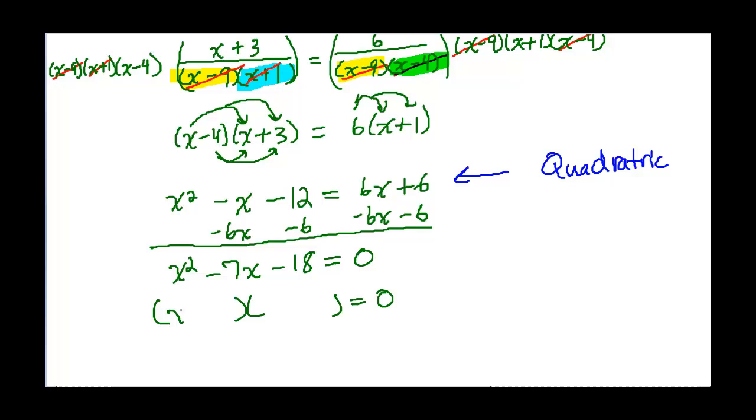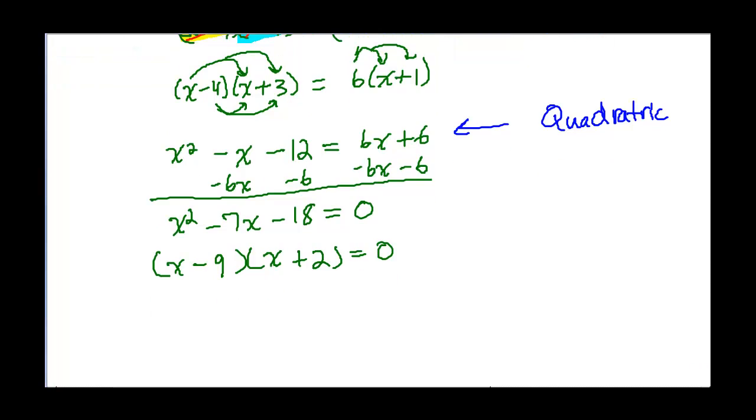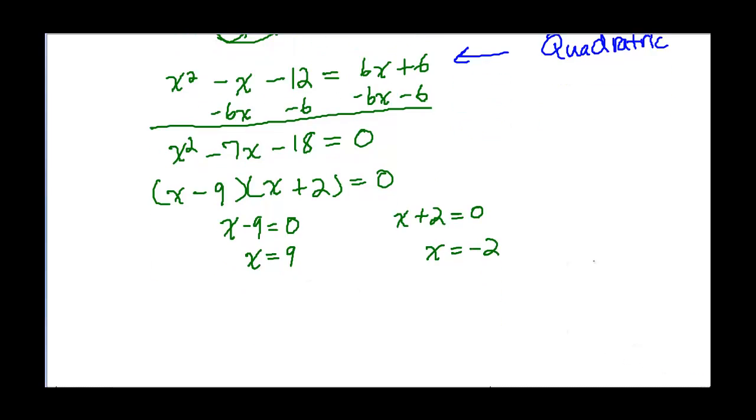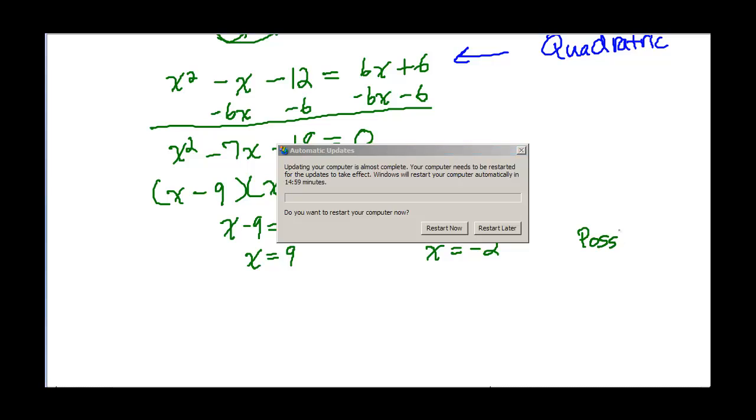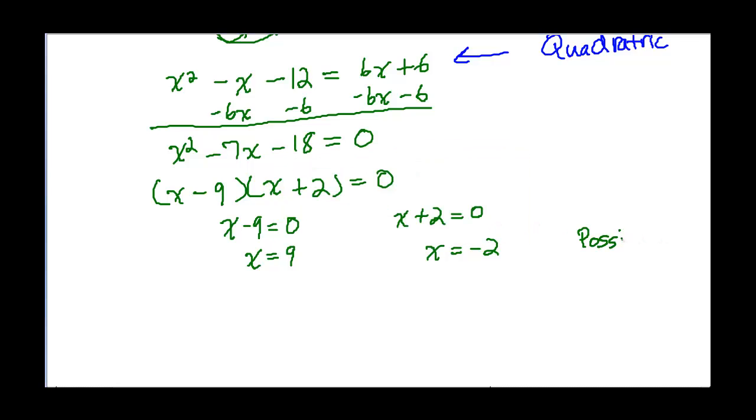Well, to solve that by factoring, we have an x here, a minus 9 and a plus 2 would definitely work for us. And so we now have two things that multiply to give us 0. And so I'm going to set both of them equal to 0 and solve for x. Add 9 to both sides, I get x equals 9. Subtract 2 from both sides, I get x equals negative 2. And so these are our possible solutions. Remember, these are possible solutions. We need to check them in our LCD.